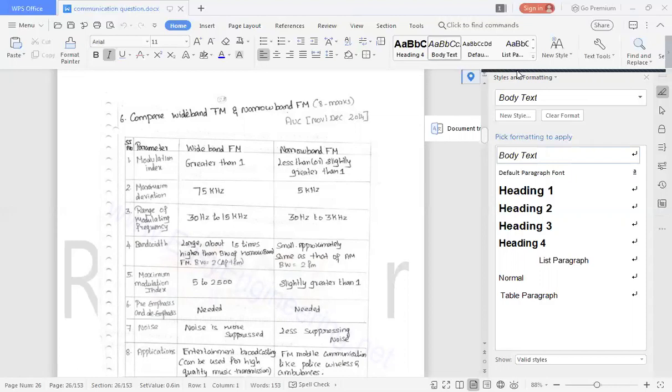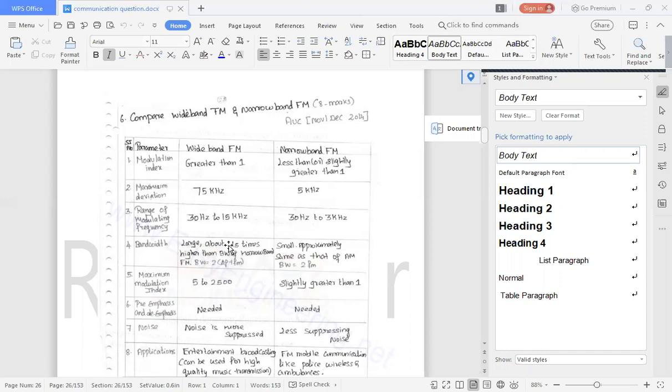But narrowband FM is nearly the same as AM. The only difference is that in amplitude modulation both sidebands are in phase, but in narrowband FM the two sidebands are 180 degrees out of phase. But the bandwidth is the same as AM. So the bandwidth is twice fm.